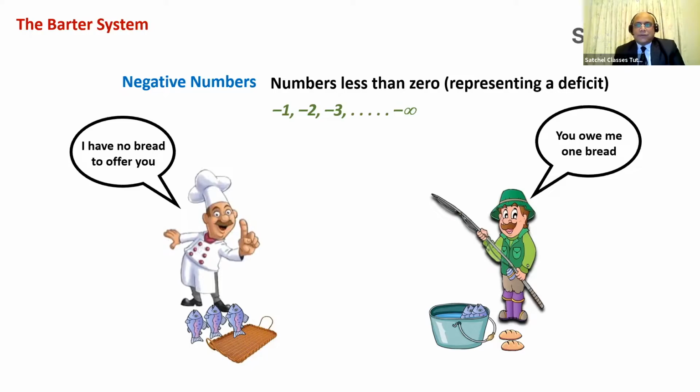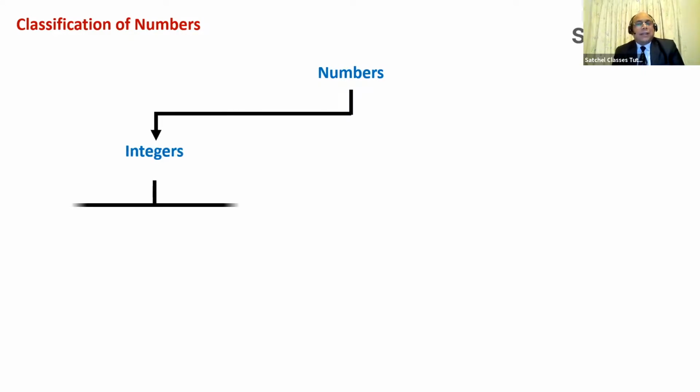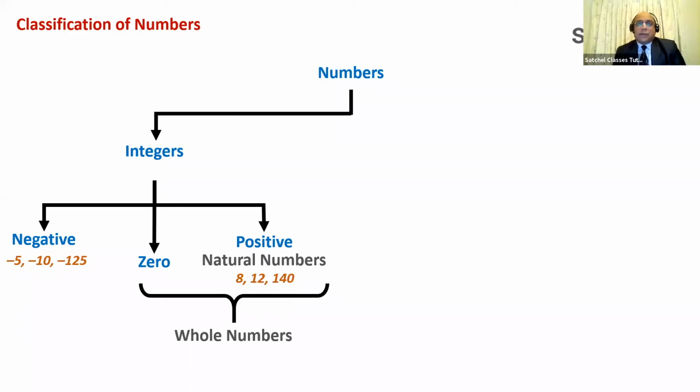All these numbers that we saw so far came to be known as integers. So that brings in the first classification of numbers. Numbers can be classified as integers. Integers in turn can be negative, zero, or positive. Let's take some examples. Positive numbers, as you know, are called natural numbers. Examples of negative numbers are minus 5, minus 10, minus 125. Examples of positive numbers are 8, 12, and 140, as you can see. The zero along with the positive numbers came to be known as the whole numbers, right? So that was one set of classification of numbers.